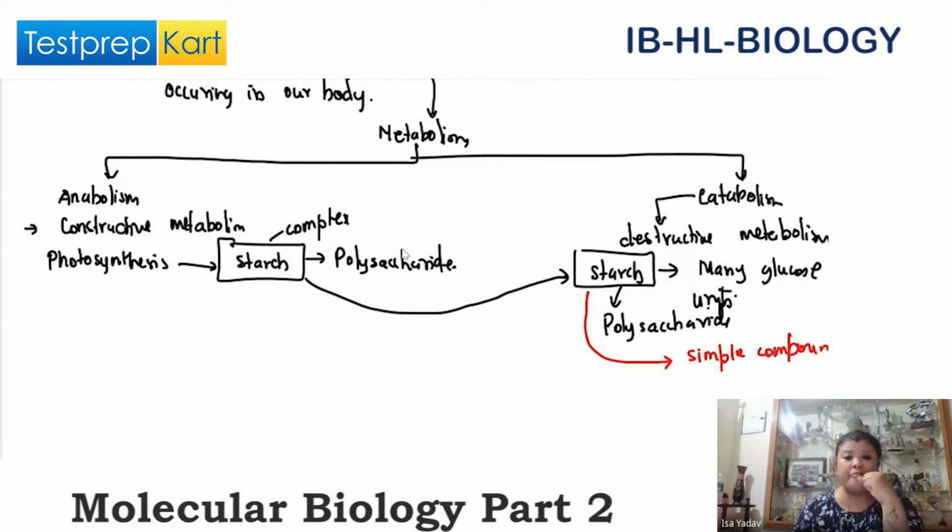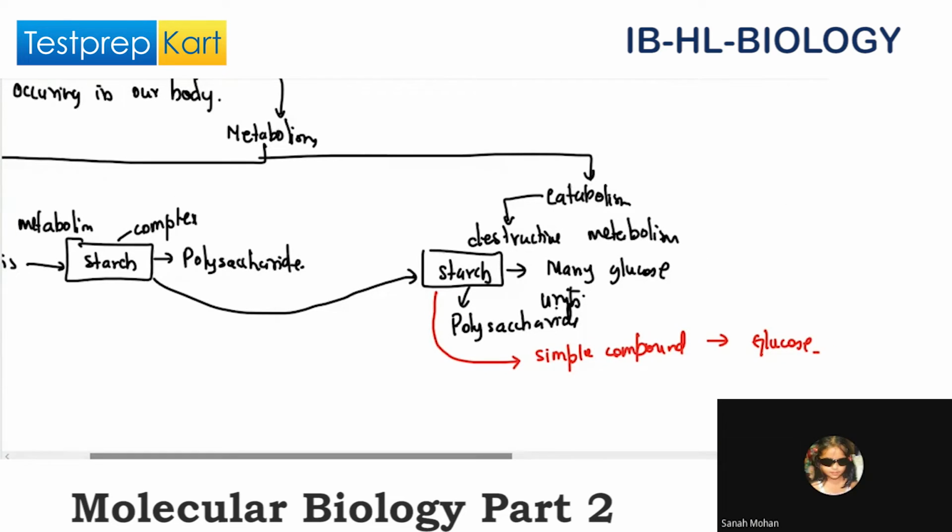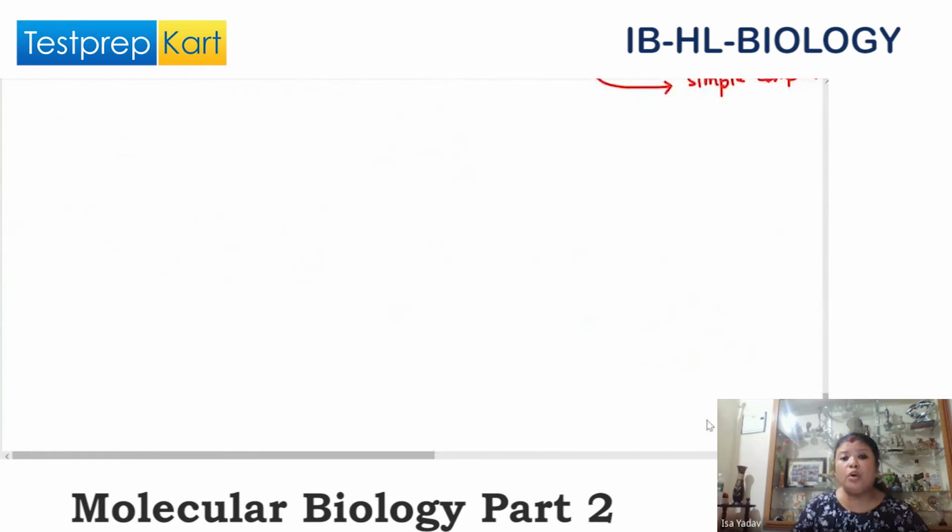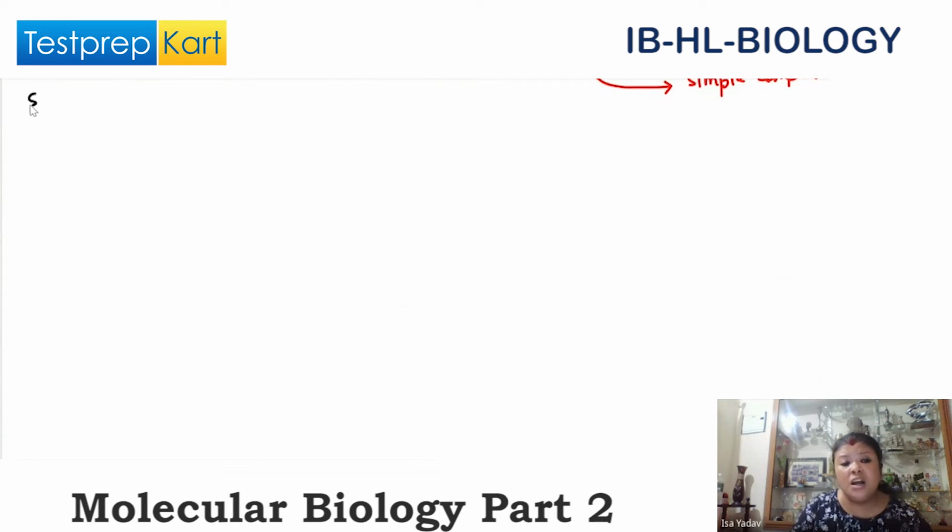Since every cell has metabolism, it can be either anabolism or catabolism. So how does this metabolism occur? The steps of metabolism are called the metabolic pathway.